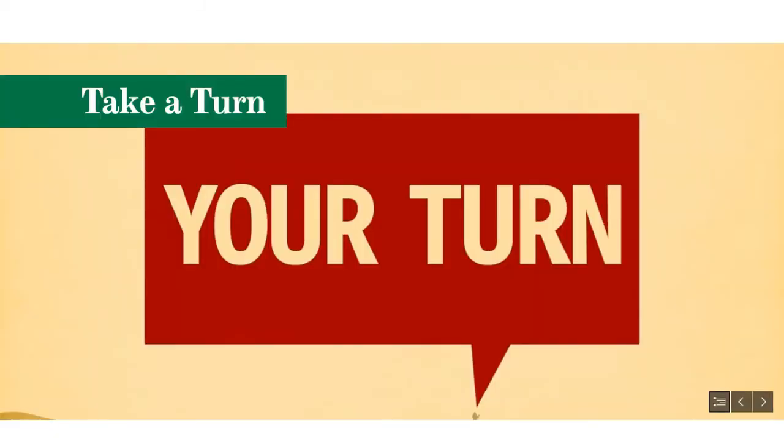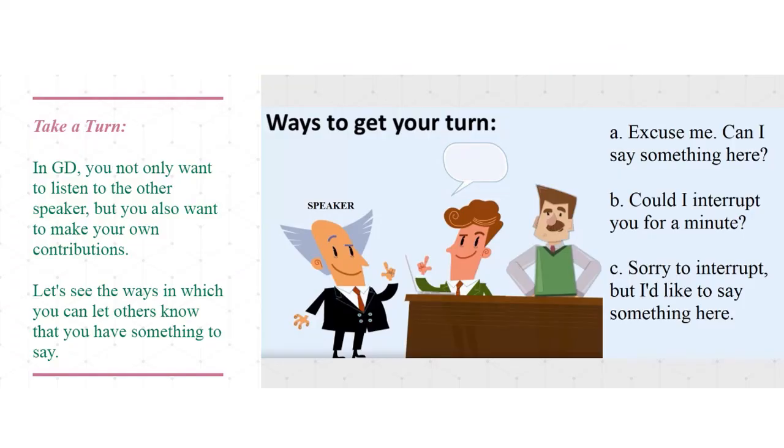Let us now see how you can take your turn to speak in front of others. In every group discussion, you not only want to listen to other speakers, but you also want to make your own contributions. Let's see different ways in which you can let others know that you have something to say. "Excuse me, can I say something here?" "Could I interrupt you for a minute?" "Sorry to interrupt, but I'd like to say something here."